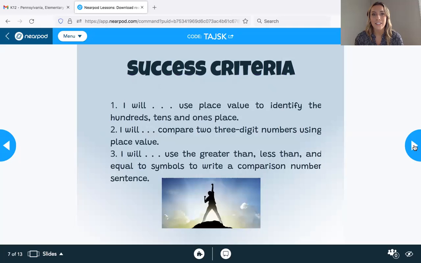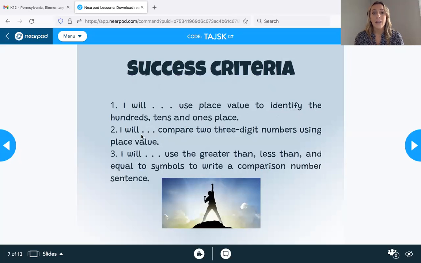Our success criteria, are you ready? I'll read it once through and then you're going to read it with me. I will use place value to identify the hundreds, tens, and ones place. So when I say, what number is in the hundreds place, you can identify that number.